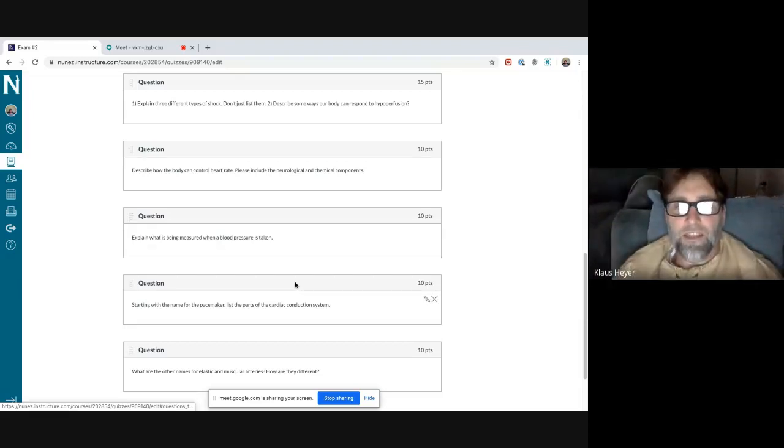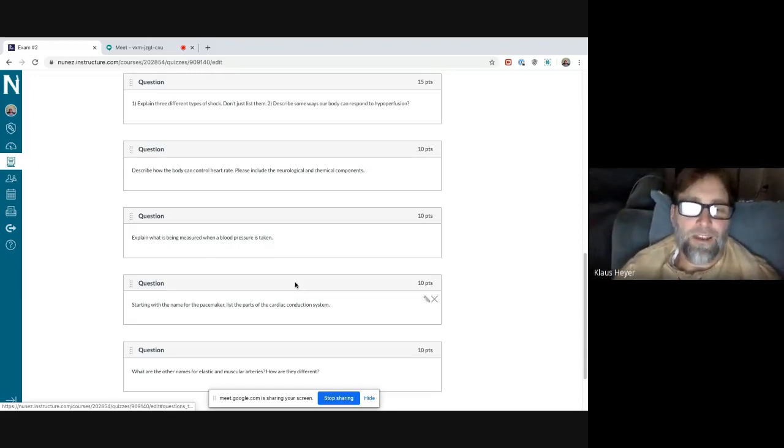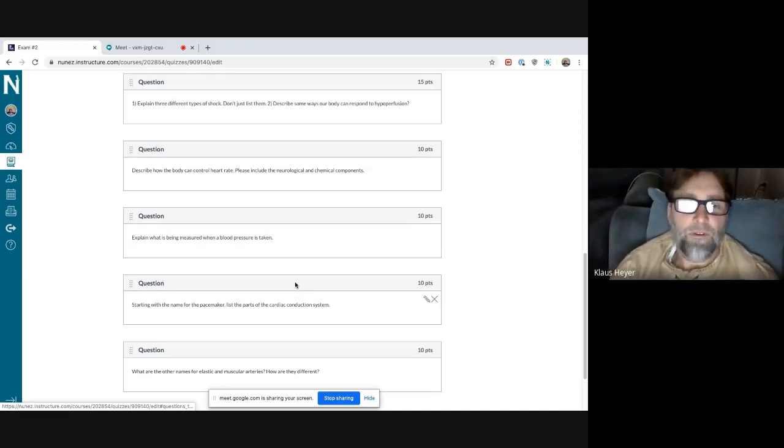Blood pressure being taken, the systolic is the pressure on the blood vessel, on the artery, when the heart's contracting. Diastolic is the pressure on the vessel when the heart is relaxing. That's all I'm looking for on that.